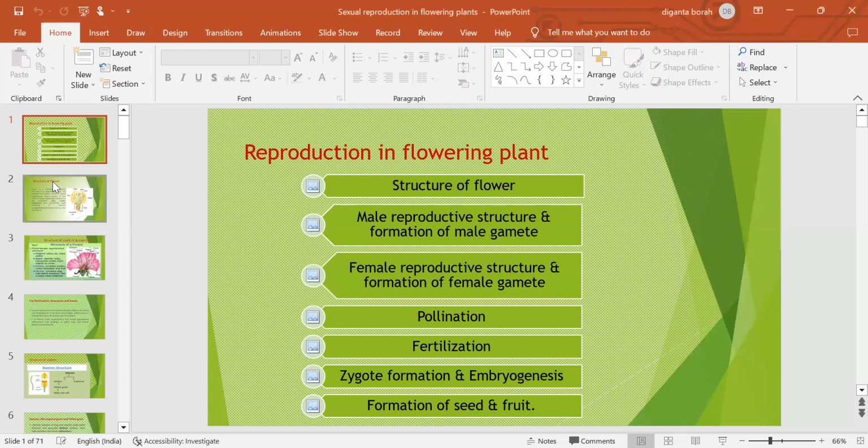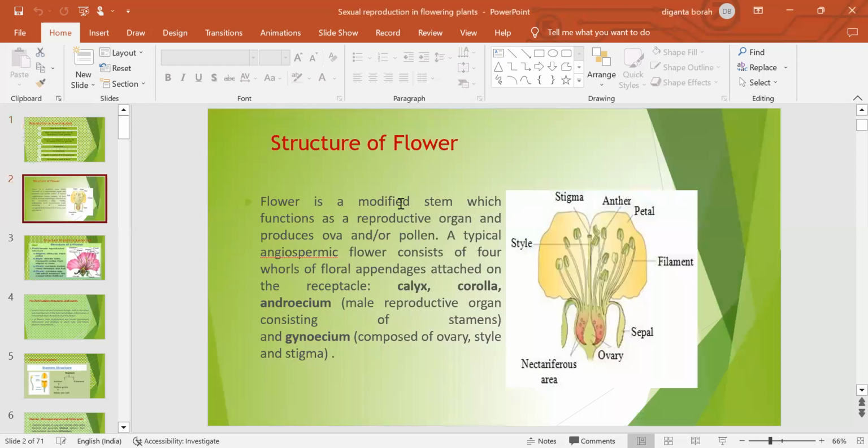In the first part, we are going to discuss the structure of a flower. This is the structure of a flower, and as you know, a flower has four whorls. These whorls are calyx, corolla, androecium and gynoecium. Androecium is also known as stamen, and it is the male reproductive organ, whereas gynoecium is also known as pistil, and it is composed of ovary, style and stigma. This is the diagram of a flower, and it has a total of 4 whorls.